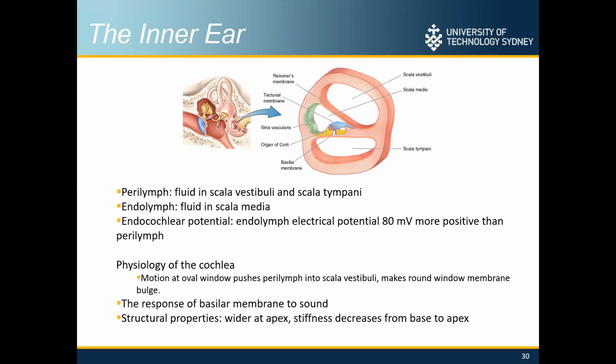As discussed in the previous slide, when the stapes hits the oval window, this allows for cochlear fluids to move to the end of the cochlea. There is a round window that ends up bulging once the cochlear fluids move around the cochlea, and the signal transduction within the cochlea is marked by the movement of the basilar membrane. It is known that the basilar membrane is wider at the apex, and the stiffness decreases from the base to the apex.